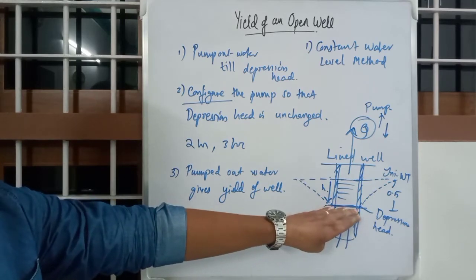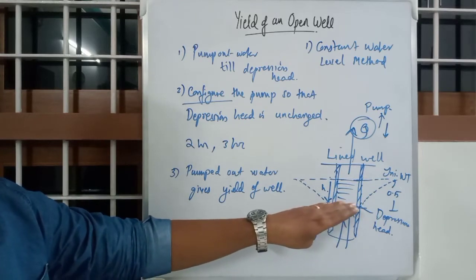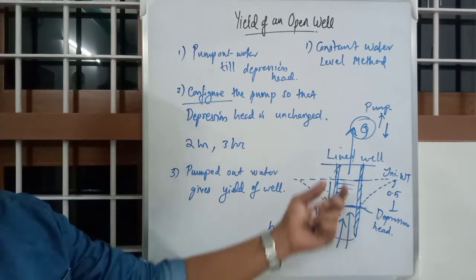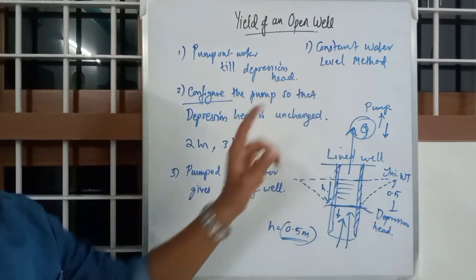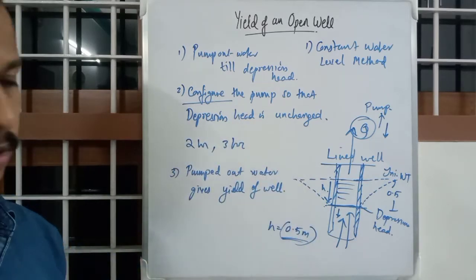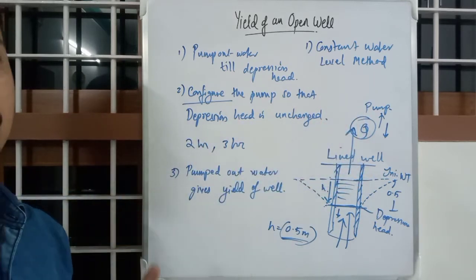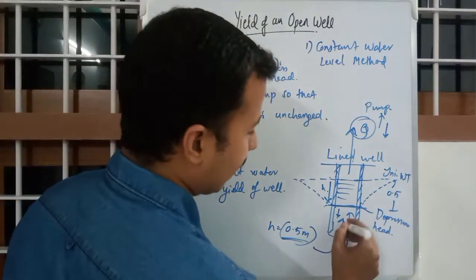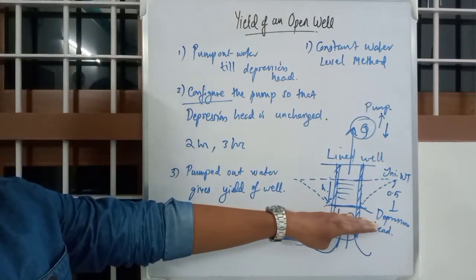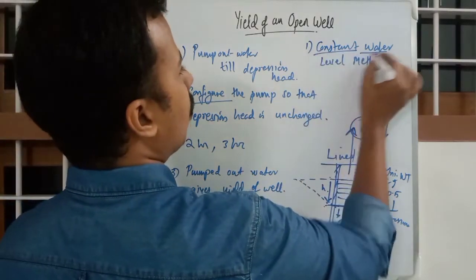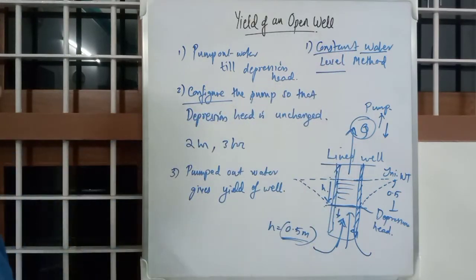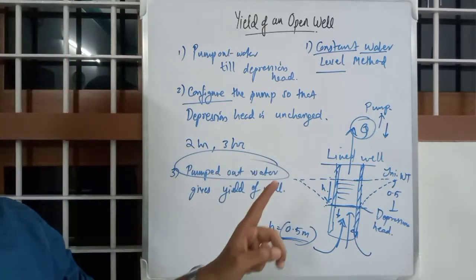So you get the depression head to a particular height h, and then ideally this water table is unchanged. Whatever water we have pumped out in varying quantities from that time onwards, for 2 hour, 3 hour, 4 hour durations, whatever duration we are measuring, that quantity of water will be the yield. That water comes directly from the aquifer, and the quantity will be the same because the head remains constant. That's why it is called the constant water level method. We depress this level, keep it constant, and then measure the pumped out water to get the yield.